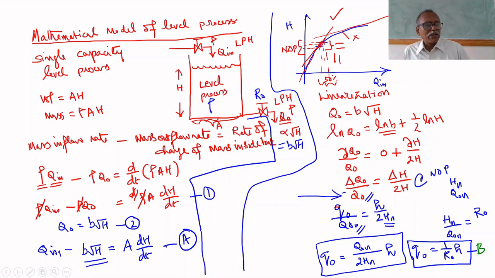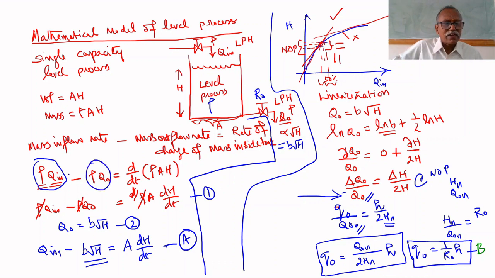The first principle, conservation of mass, says mass inflow rate minus mass outflow rate equals rate of change of mass inside the tank. Mass inflow rate is rho Q in, because Q in is the volume flow rate multiplied by density. The difference is equal to the rate of change of mass inside the tank, that is d by dt of rho A H. A H is volume, multiplied by rho gives mass. But rho is constant, so it gets cancelled.